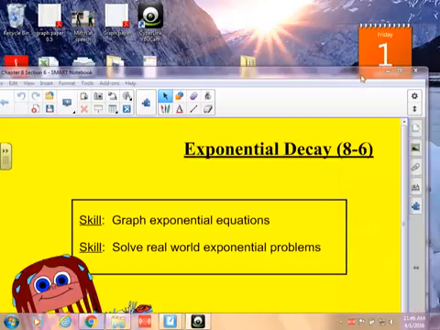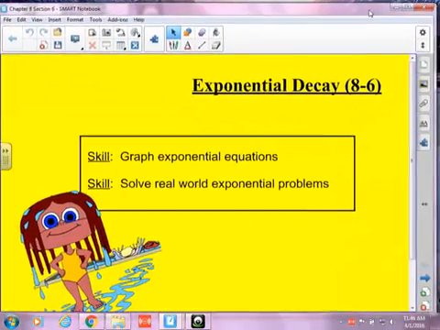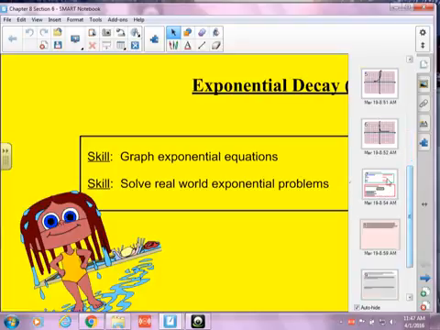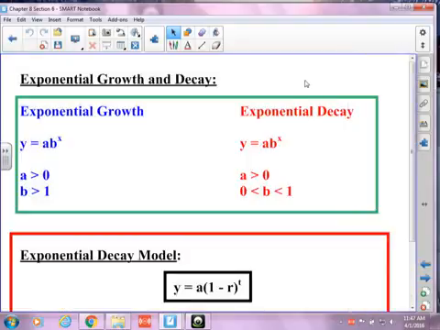All right, so for today we're going to continue with exponential decay 8-6, but we're going to start working with real-world problems. So we're going to scroll all the way down to this slide. We're going to review a little bit of yesterday. If you look at exponential growth, which is what we've done before, and exponential decay, you're going to notice that the equations are the same.